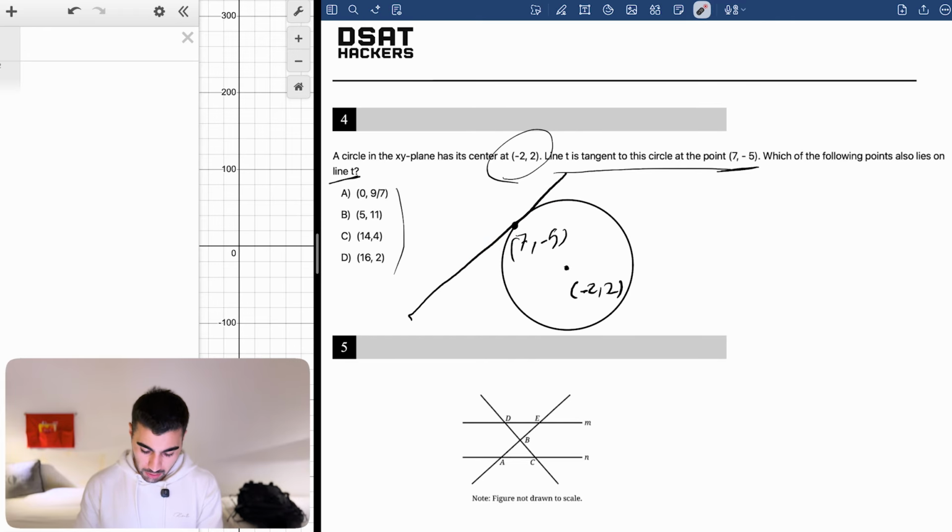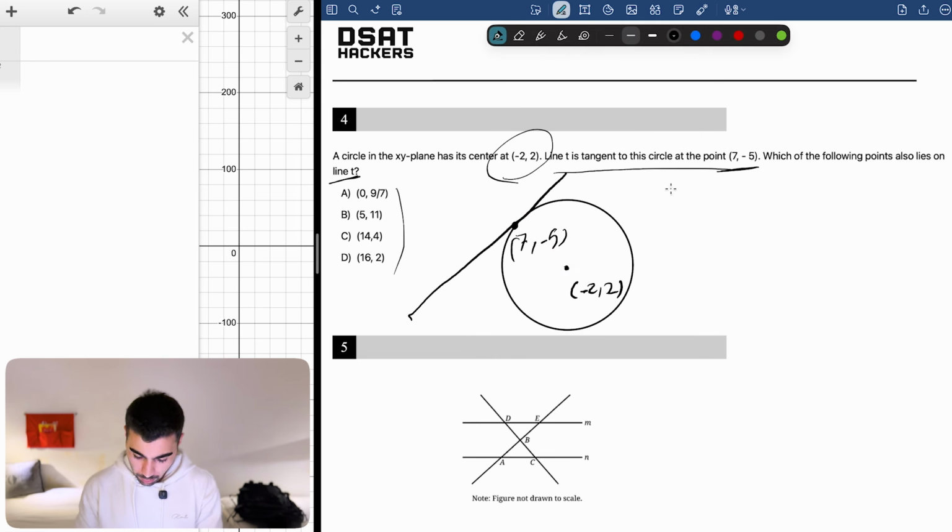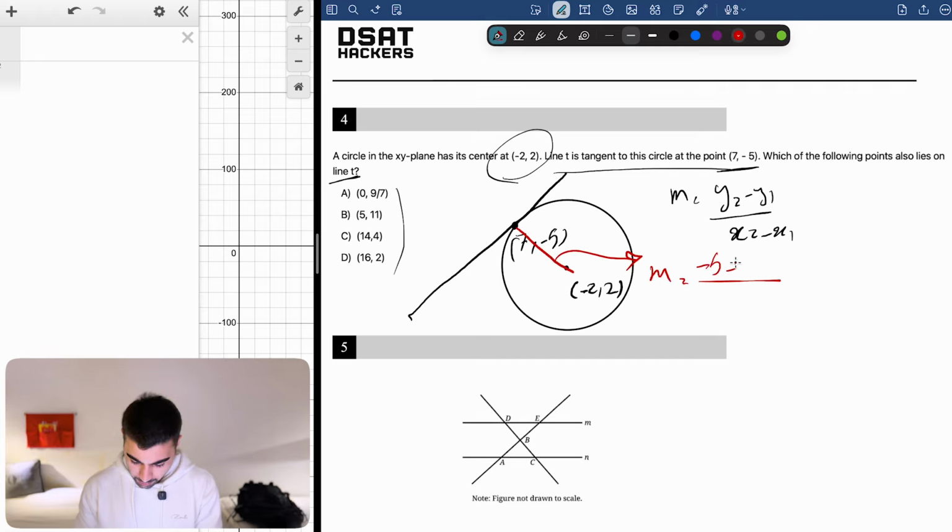What we can use is the slope of this line, the radius of the circle, which is perpendicular to this. We can use these 2 points to find the slope of this. So that's going to give us the slope is y2 minus y1 over x2 minus x1. So the slope of this line is going to be m equals negative 5 minus 2 over 7 minus negative 2. That's going to be negative 7 over 9.